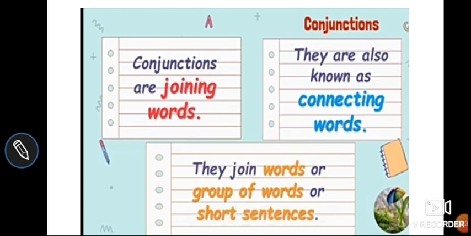Let me explain it to you. When you want to join two words which are similar in nature, which are same, okay? You can use and to join them. Which means you can connect two words by using these conjunctions. Also, words or group of words or short sentences can be joined with and, but, or.